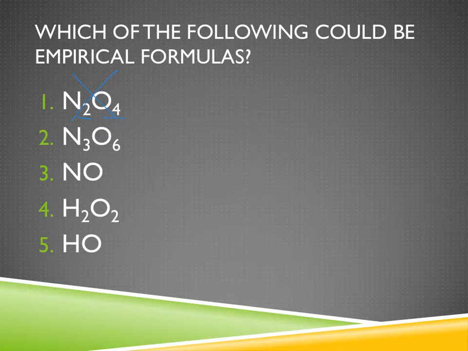N3O6, well, both of those are divisible by 3, so that can be reduced. NO, just one of each, so yes, that is an empirical formula. H2O2, nope, it can be reduced, but HO cannot be.